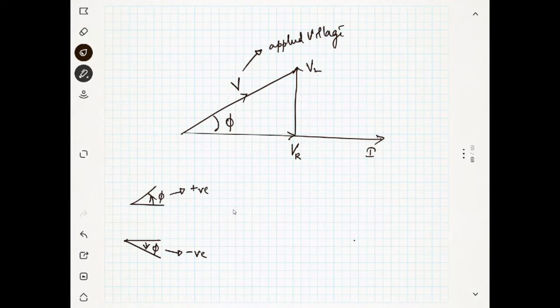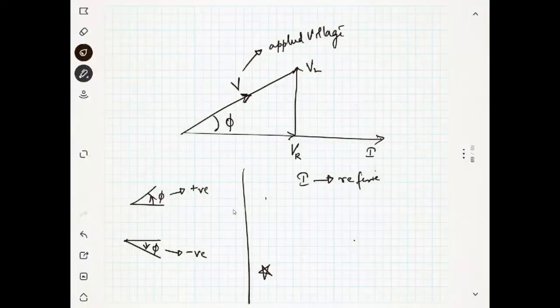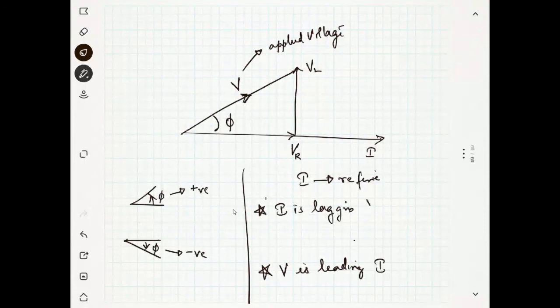Yes. So here you see, who is above I? V. I is the reference. So I can say it in two ways. One way: the voltage is leading the current, right? Or I can say in another way: my I is lagging the voltage. You understood?